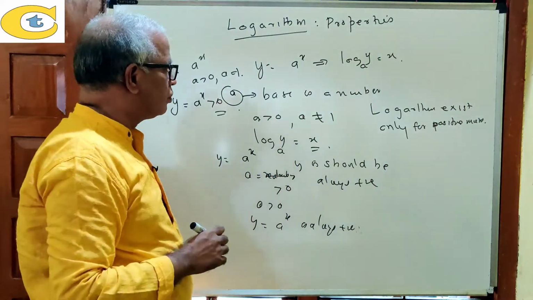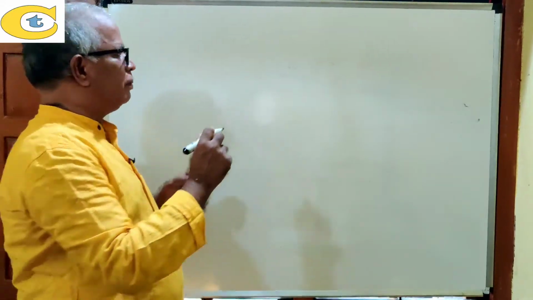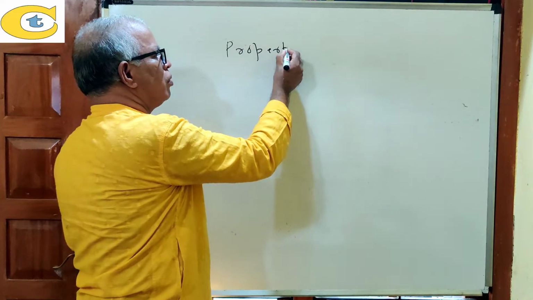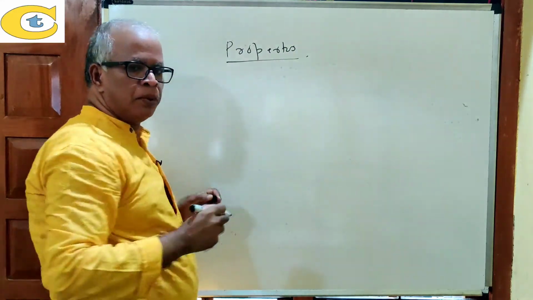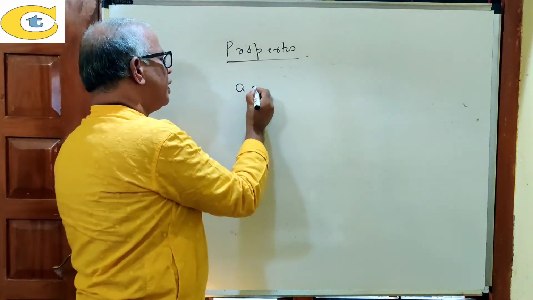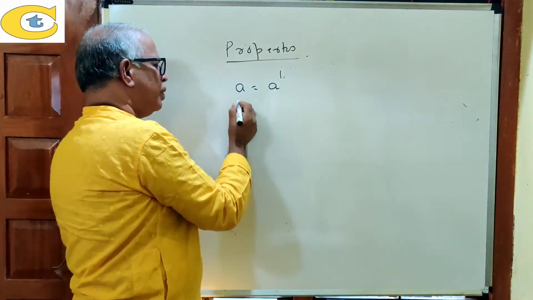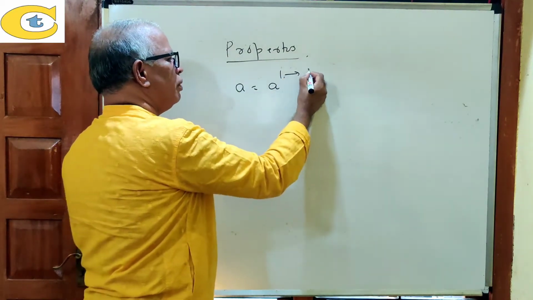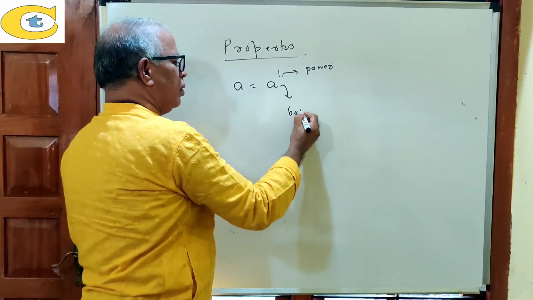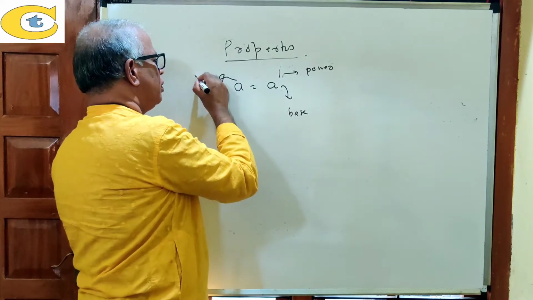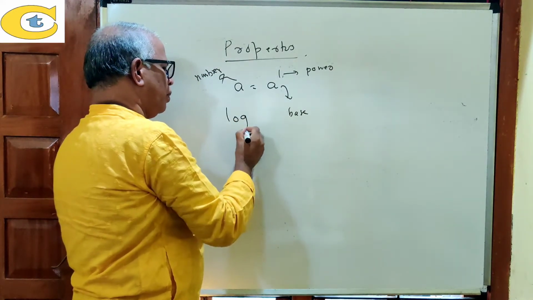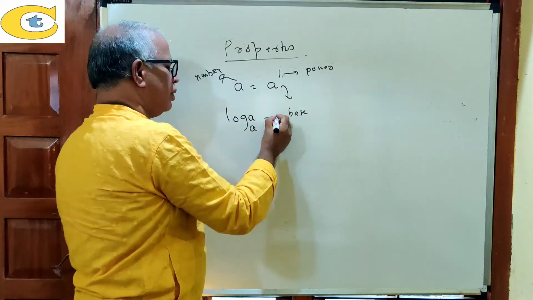Now, properties of logarithm. We shall learn properties of logarithm. So listen, a is equal to a raised to 1. So how do you write logarithm? This is your power or exponent, this is the base, this is the number or argument. So log a to the base a is equal to 1.